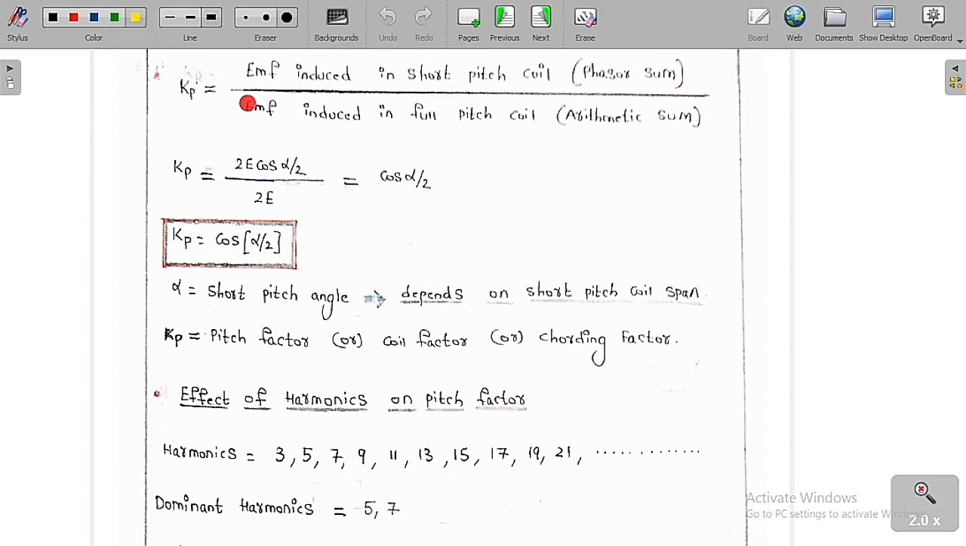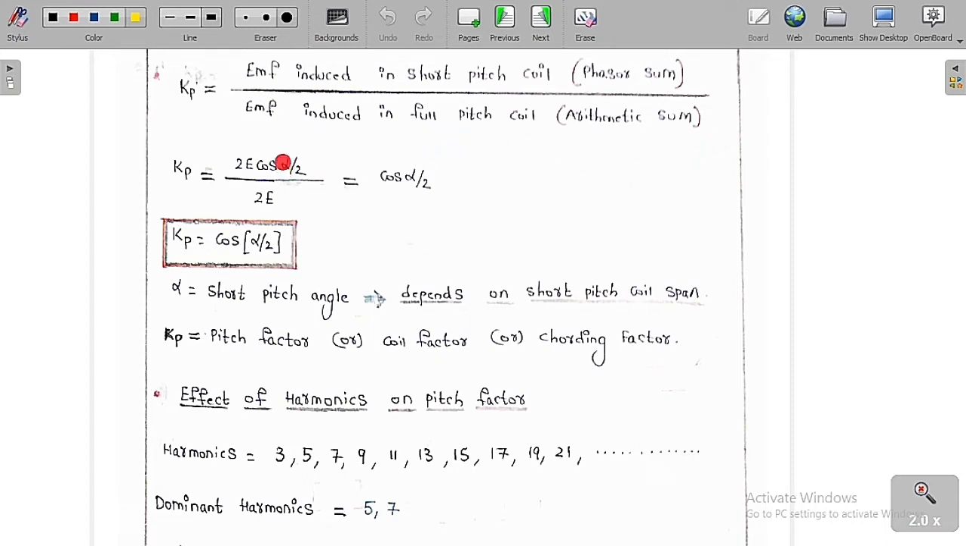So KP is the ratio of the EMF induced in the short pitch coil, which is a phasor sum because these are vectors of different directions, whereas the EMF induced in the full pitch coil. In the full pitch coil, all the conductors have the same amount of voltage in the same direction, so we just go for the arithmetic sum. Whereas in the short pitch coil, they have the same voltage but the direction is different, so you have to go for the resultant, the phasor sum or the vector sum, divided by the arithmetic sum in the full pitch coil.